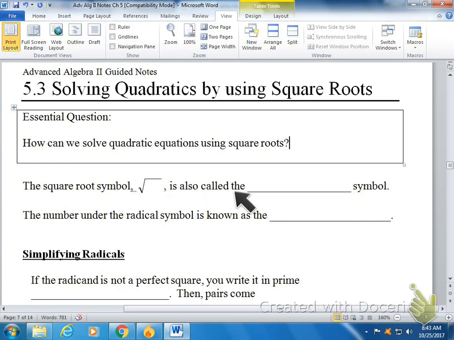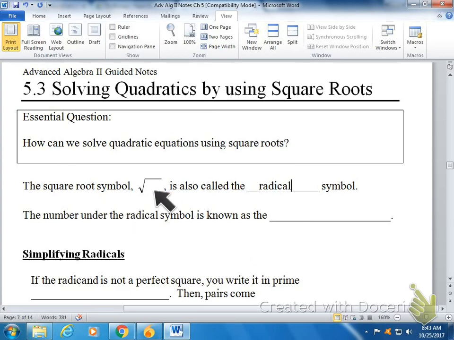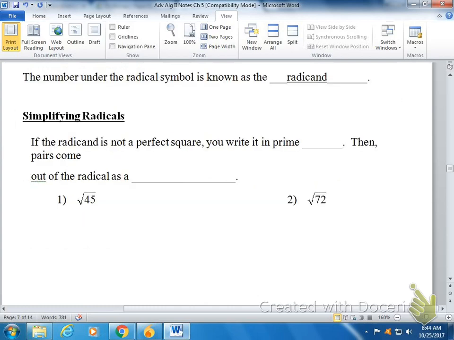The square root symbol is also called the radical symbol. And the number under that radical symbol is known as the radicand. So in order to simplify radicals, if the radicand is not a perfect square, you write it in prime factors. Then pairs come out of the radical as a whole number.